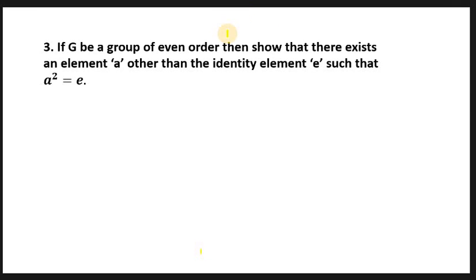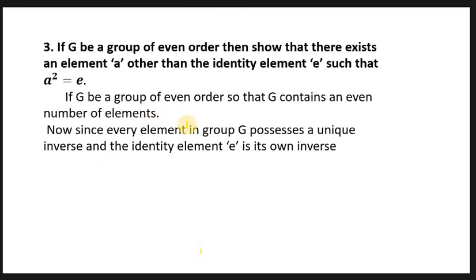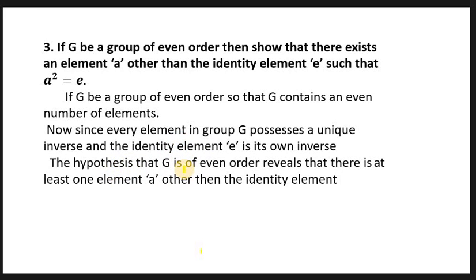Let us consider G to be a group of even order, so that G contains an even number of elements. Now since every element in G possesses a unique inverse and the identity element E is its own inverse, E has its own inverse, that is E itself. The hypothesis that G is of even order reveals that there is at least one element A other than the identity element such that A inverse is equal to A.